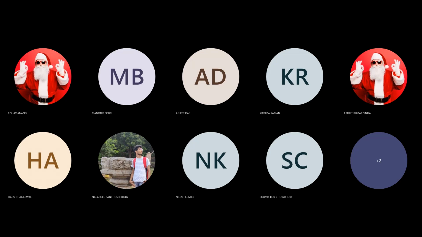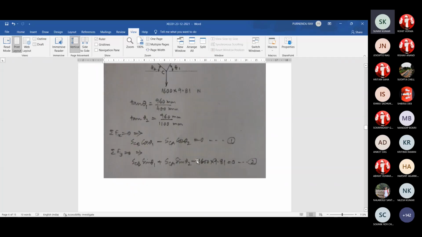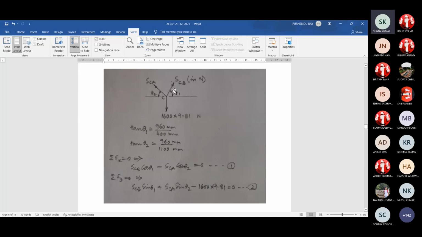Algebraic summation of all this, and from that we get the first equation. There is no contribution for this vertical weight along horizontal direction. For y direction, these are the individual components: SCB sin theta 1 upward positive, SCA sin theta 2 upward positive, and 1600 multiplied by 9.81, approximately 16,000, taking g equal to 10, that's that.